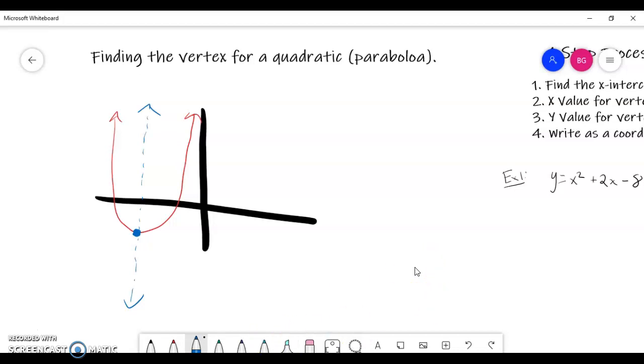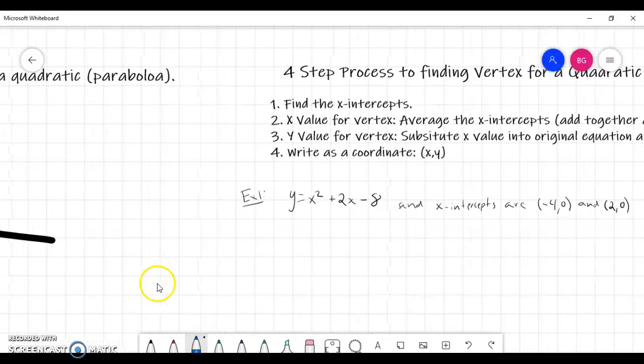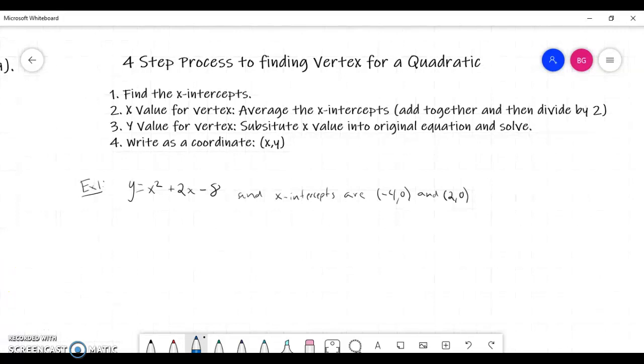Okay. So with these though, we're going to have to be able to solve for these because we're going to be getting to making sketches. So in order to solve for the vertex for a quadratic, you can follow a simple four-step process here. The first thing you need to do is find the x-intercepts. After you find the x-intercepts, you need to get the x value for the vertex, you find the average of the x-intercepts, which means add together your x-intercepts and divide them by 2. By doing that, you get the x value for the vertex. Then you will want the y value for the vertex, because you have to find the y value as well. So to get the y value, you're going to substitute the x value into the original equation, and you will solve for the y. And then once you have that, you have an x and a y, and that is your vertex for the parabola.